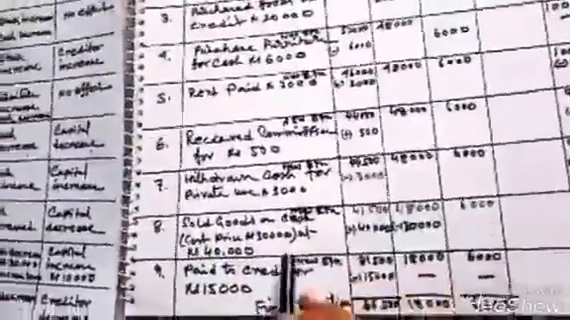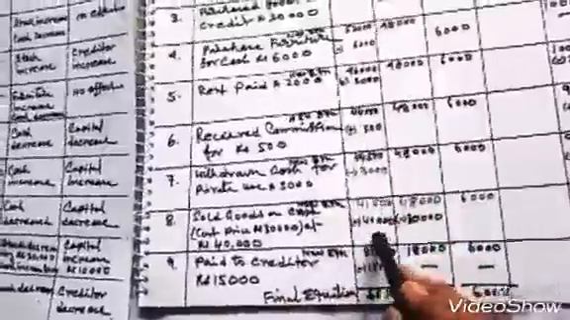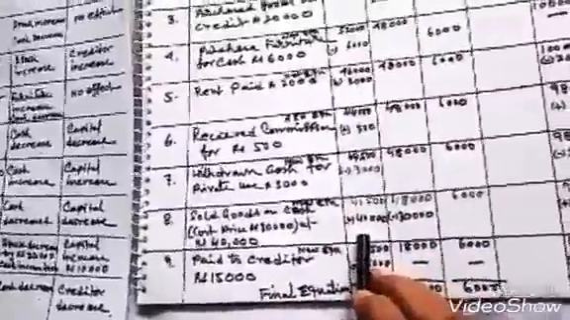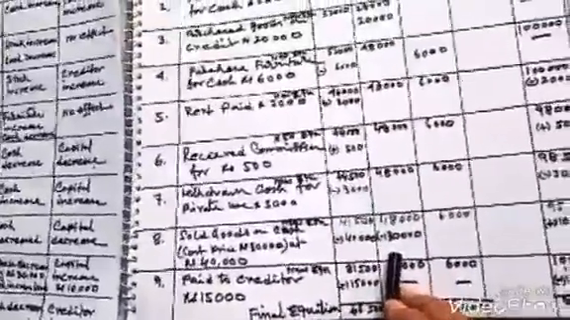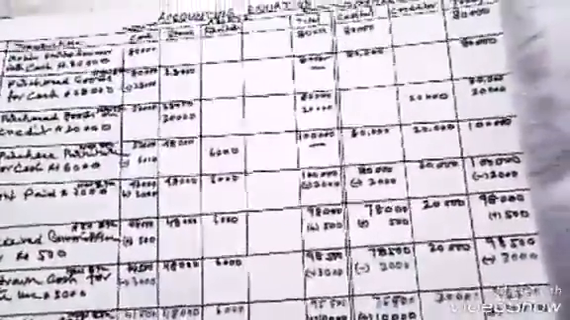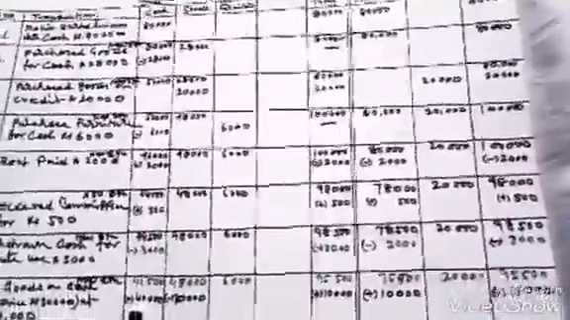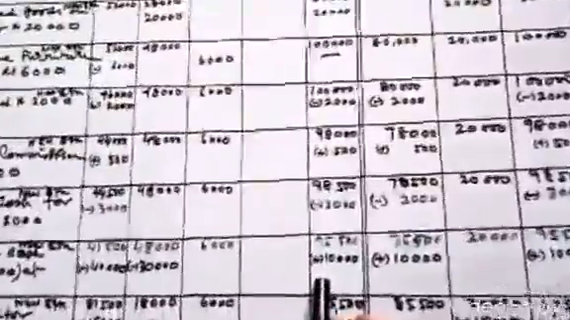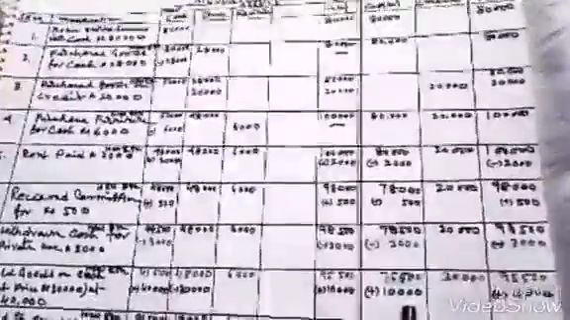See here in the accounting equation, cash increases by 40,000, stock decreases by 30,000. So on the total, minus 30,000 plus 40,000 means plus 10,000. And the capital increases by the profit amount, that is 10,000. On the total it is 10,000.